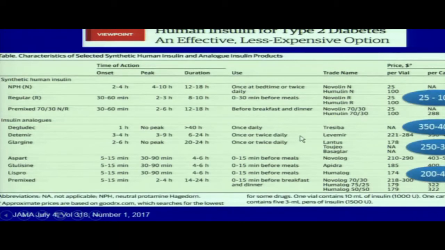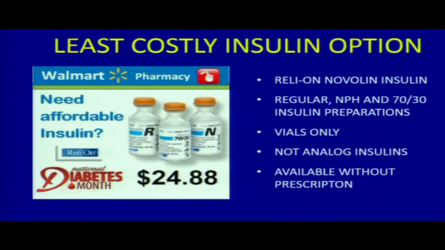But I also want to caution you on the cost. So you can buy NPH 70/30 for $25 to $100, depending where you go. Or you can have insulin that costs somewhere between $200 to $400. The most important message is to start insulin when somebody's not at goal with 2 or 3 agents. For patients who don't have insurance to use Lantus, the number 1 prescribed insulin, just send them to Walmart, where it costs $24.88.